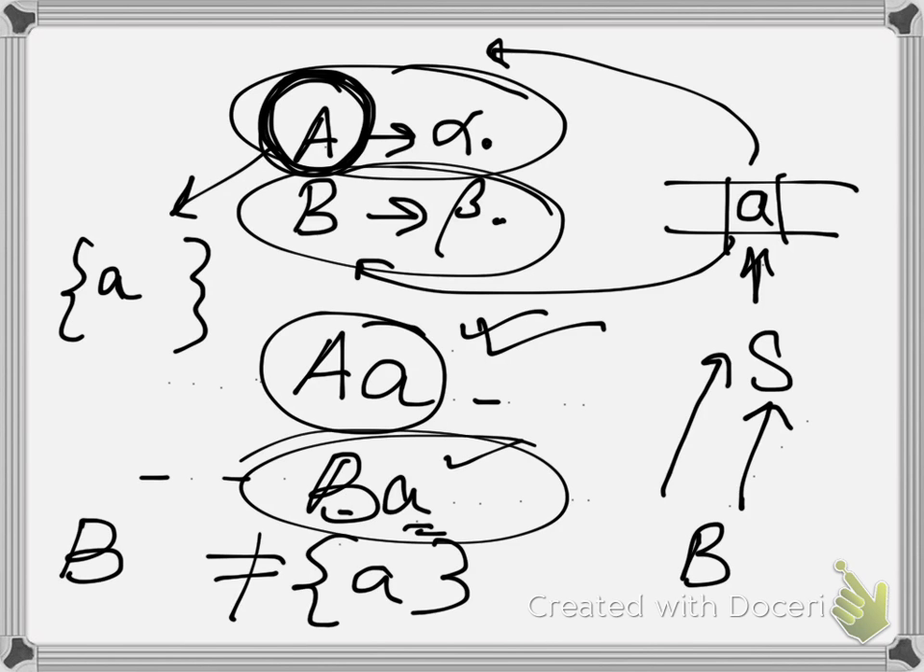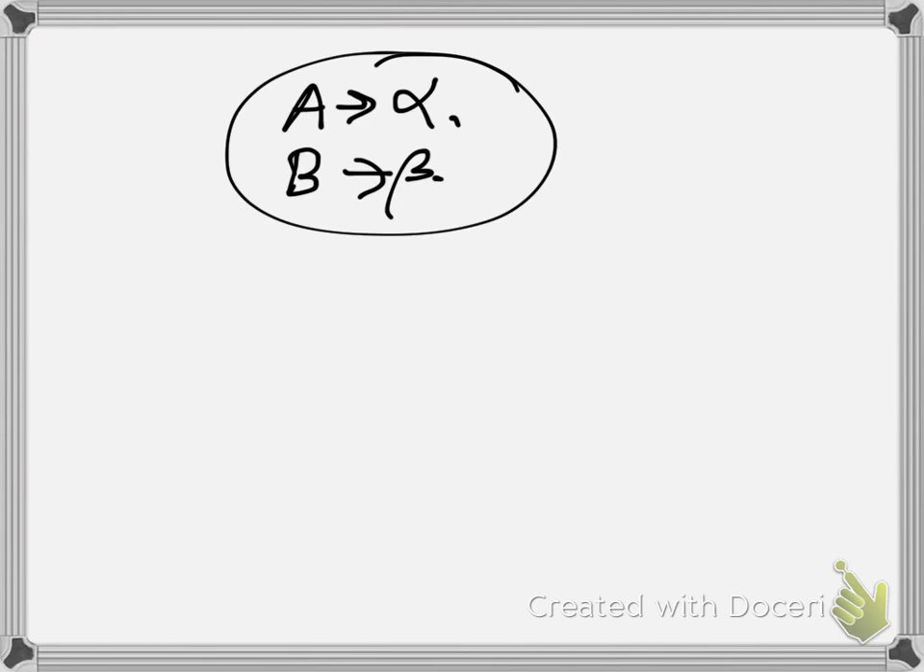If I have a production like this, or an item like this, oh sorry, not dot here: A → alpha dot, B → beta dot. So if in one state I have this, it is going to give rise to a reduce-reduce conflict.